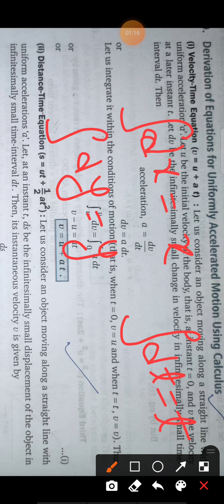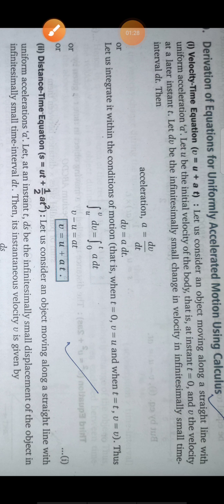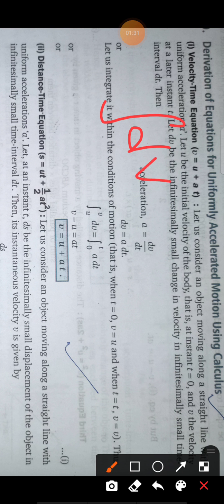So this d term will be removed. Integration of dt is t, and if the variable is u, then integration of du is u. Suppose the variable is v, so integration of dv is equals to v, not u. Correct. So this is our first formula.